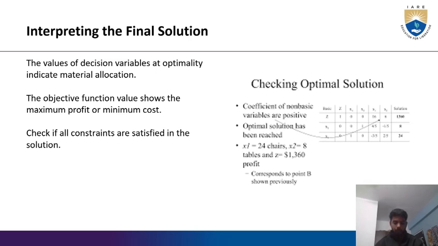Practical consideration: data accuracy, garbage in, garbage out. Profit coefficients and material requirements are crucial. Sensitivity analysis: what if demand drops? Sensitivity analysis shows the impact on the optimal solution. Software tools, benefits, limitations.